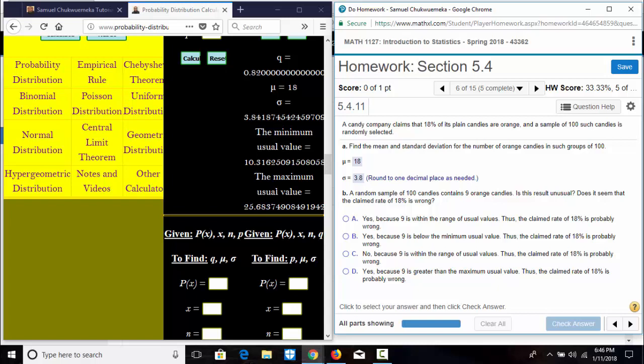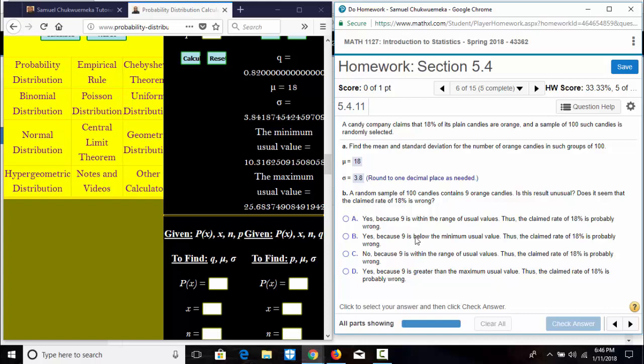So we look at the minimum and maximum usual values, and it's between 10.32 candies and 25.68 candies. So it's between 11 and 26 candies, because you can't have decimals as candies. But 9 orange candies is outside this range. 9 is lower than 10.316250, so it is unusual.